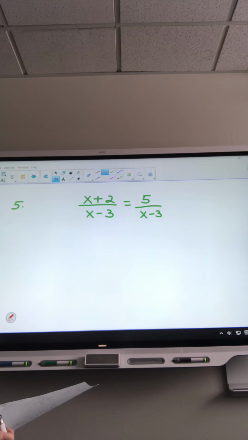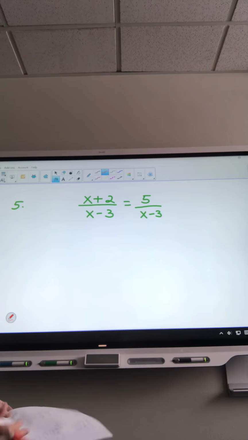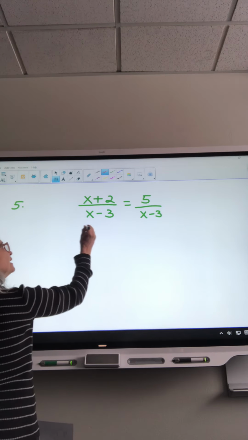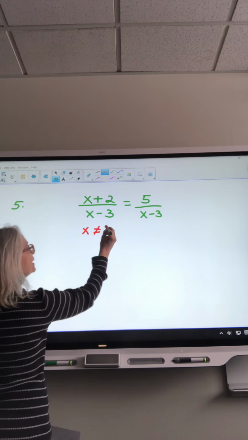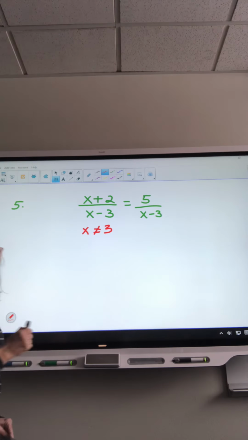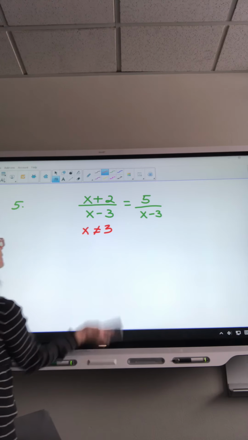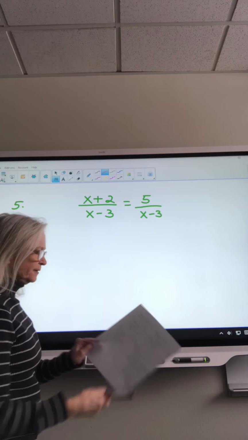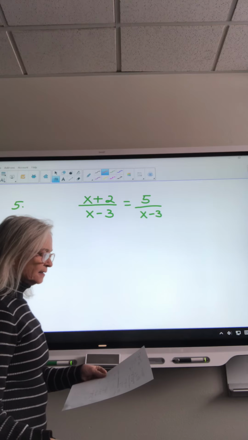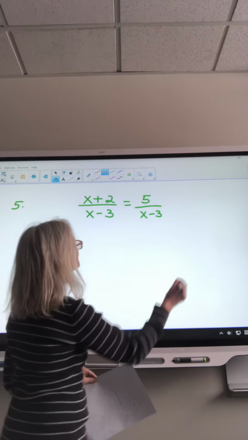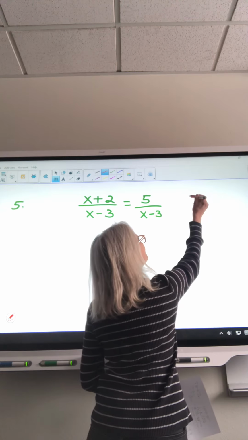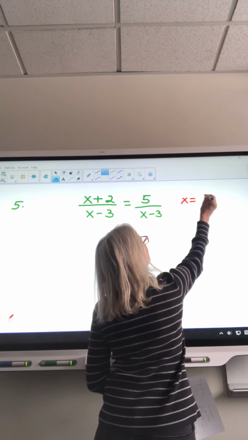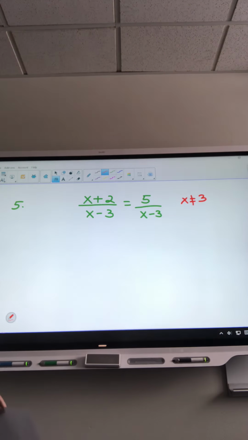Number 5. So number 5, you probably notice right away that x cannot equal a positive 3, because if we were to add 3, then we would have 0 in our denominator. And by the way, the solution for number 5 is no solution. So if you got no solution for that one, you must have gotten a positive 3 for an answer. So x cannot equal a positive 3. Well, let's go ahead and work it out to see why that is.